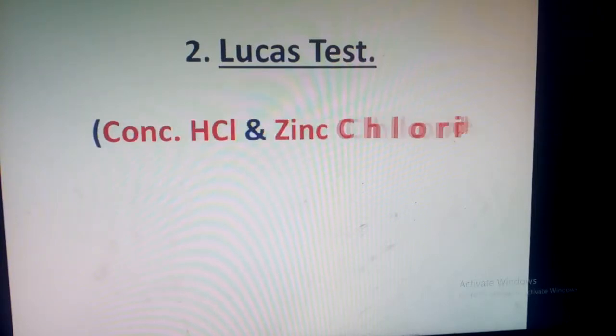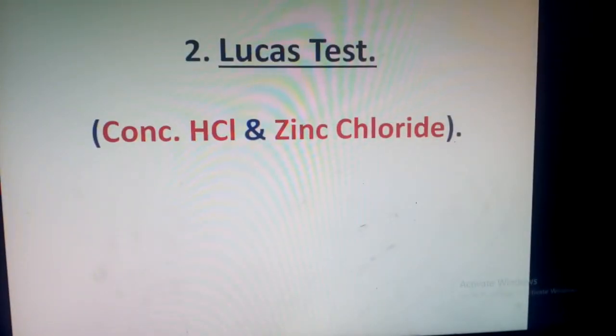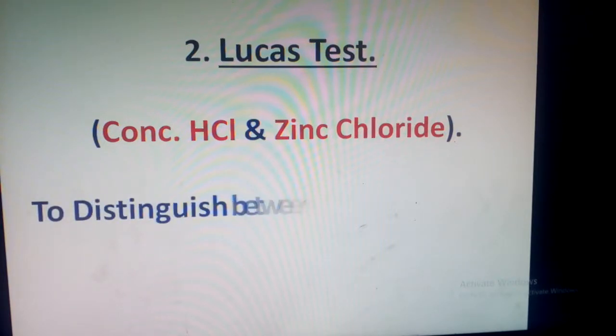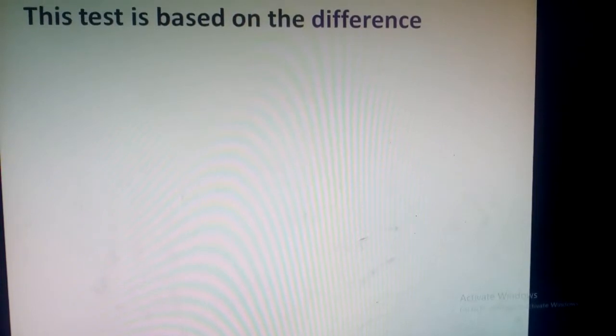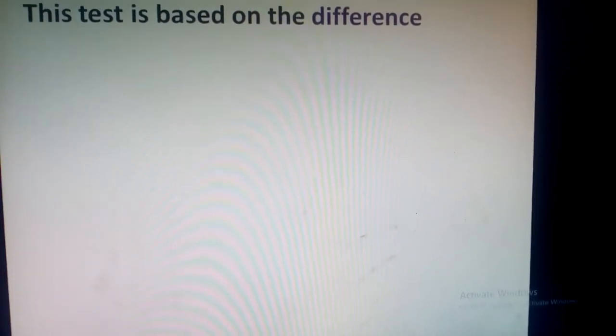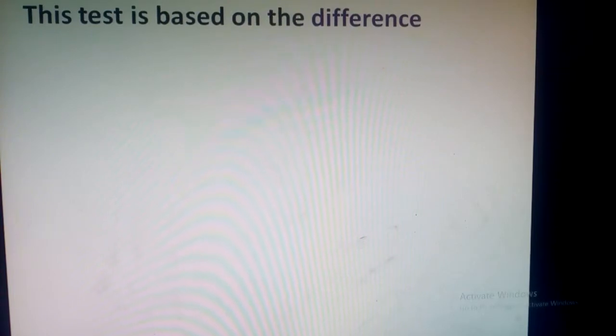In Lucas test we do the reaction of alcohol with a mixture of concentrated HCl and zinc chloride, which is known as Lucas reagent. So in this Lucas test, in which we react the given sample with Lucas reagent, we can distinguish between primary, secondary and tertiary alcohols. It is based on the difference in the reactivity order of different alcohols with Lucas reagent, that is, towards nucleophilic substitution reaction.